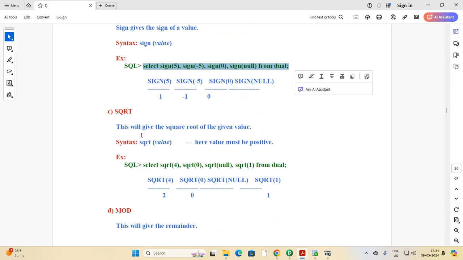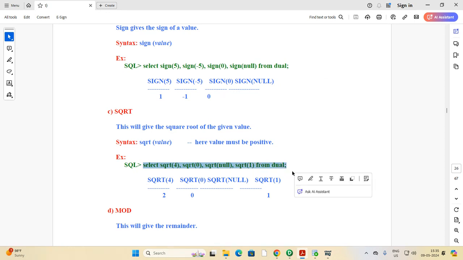The square root. The square root gives the square root of a given value. The square root of 4 is 2. The square root of 9 is 3, meaning 3 squared is 9. 4 squared is 16, so the square root of 16 is 4. The square root gives the initial value whose square it is: 2 squared is 4, so the square root of 4 is 2. Like that we will get the values.